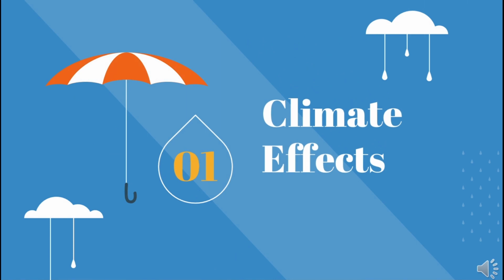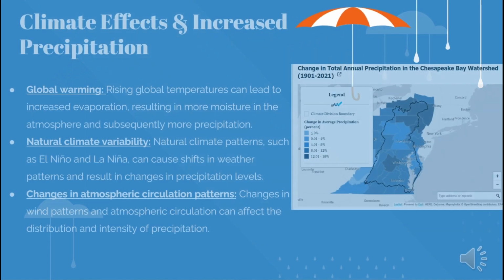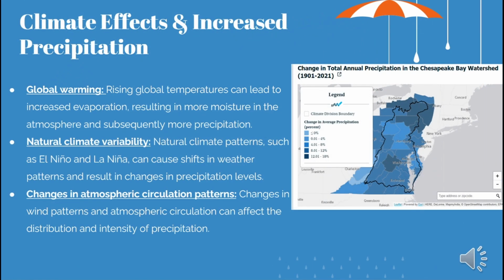The first topic is climate effects. Climate effects and increased precipitation. Global warming: rising global temperatures can lead to increased evaporation, resulting in more moisture in the atmosphere and subsequently more precipitation. Natural climate variability: natural climate patterns such as El Nino and La Nina can cause shifts in weather patterns and result in changes in precipitation levels.